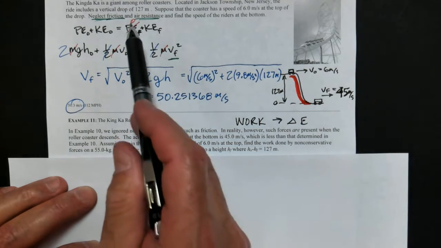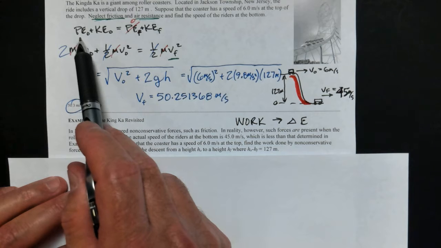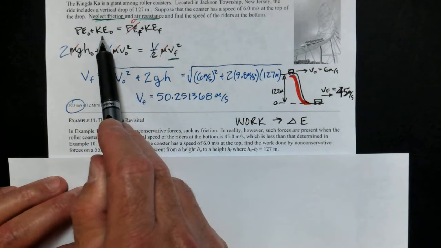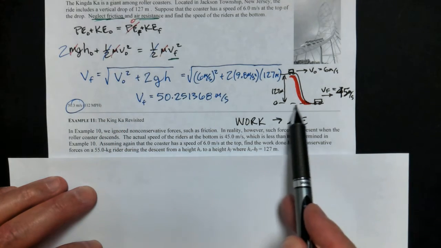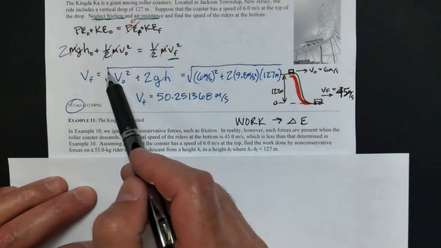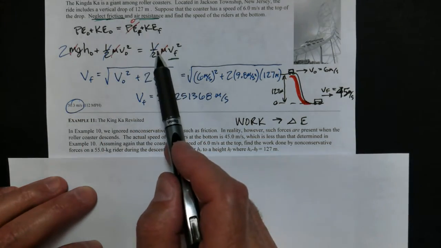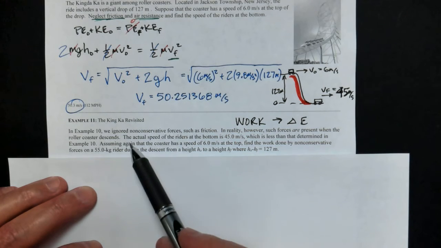Now, because there was no friction, it was just a straight up energy transfer. So we had the potential at the top because of the height. The slow speed of 6 meters per second gave us some kinetic energy. We went down to a zero height here, so we had no potential energy at the end. So all of the energy at the beginning turned into all kinetic energy at the end, and we ended up with a speed of 50 meters per second.